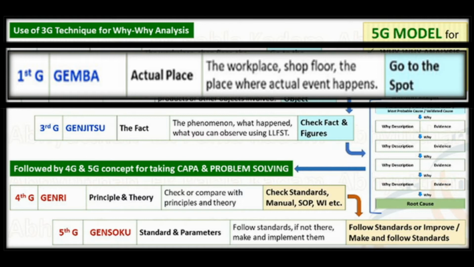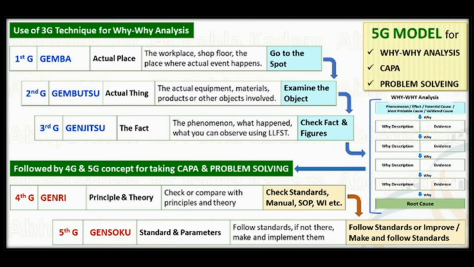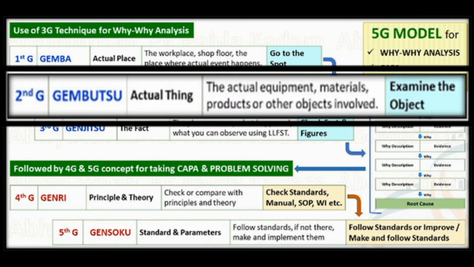So when you have to apply why-why analysis, first go to the spot, meaning go to the gemba where the things happened, analyze there, and collect the information. So first go to the spot, and then go to the next level of this 5G model, which is genbutsu, meaning the actual things.